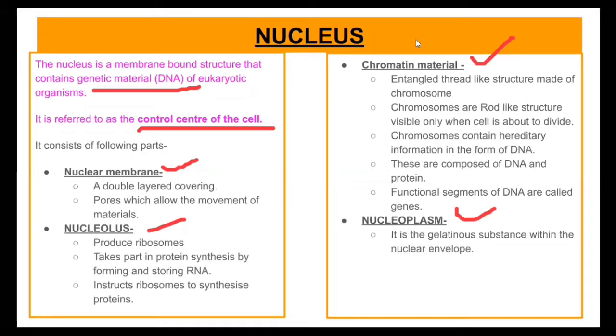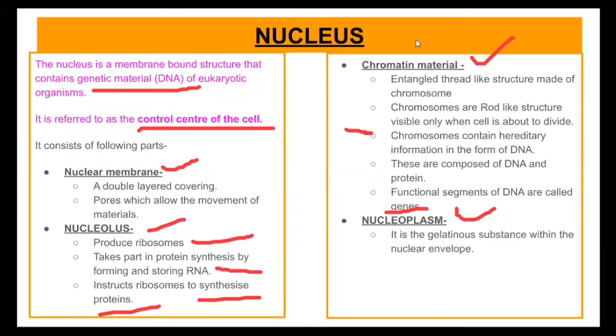It is very rich in RNA, and it helps in the formation of ribosomes, right? And it also instructs ribosomes to synthesize proteins. Now about the chromatin material. The chromosomes, they are made up of DNA. They contain the hereditary information, and in the chromosomes, that functional part which decides the formation of the protein, which decide the characteristic of an organism, it is known as genes.